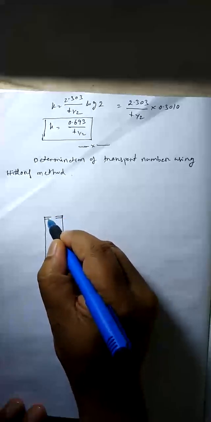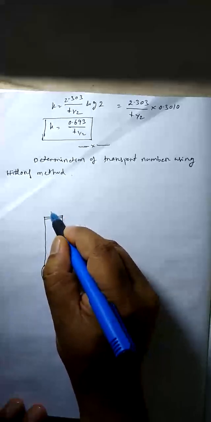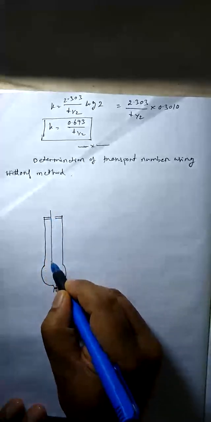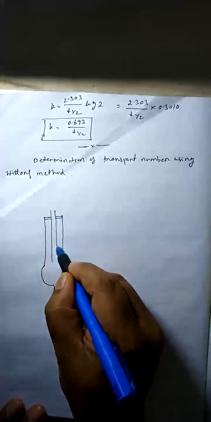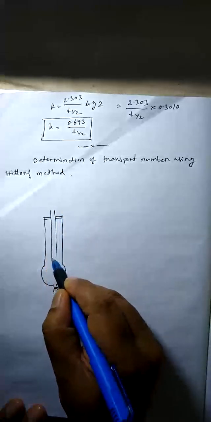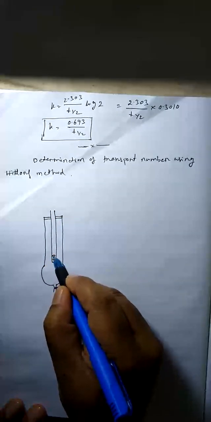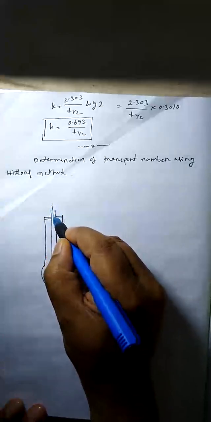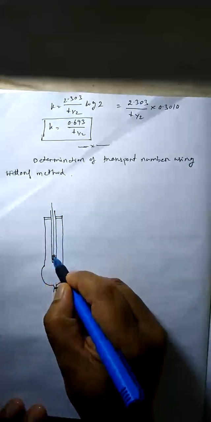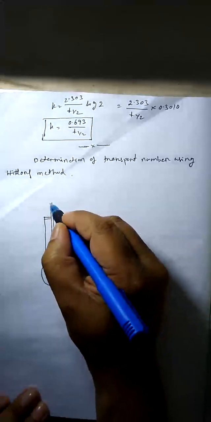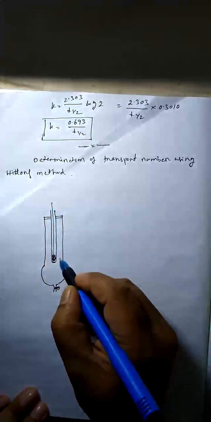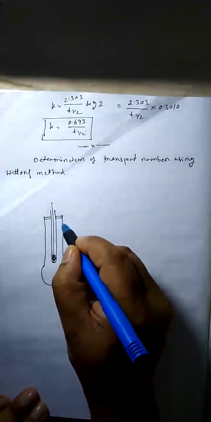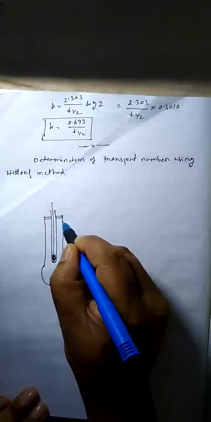This gap contains a very narrow glass tube. In this glass tube we have to put some mercury and a platinum or silver electrode, that means a metal. Platinum or silver metal is dipped in it. This is the cathode compartment.